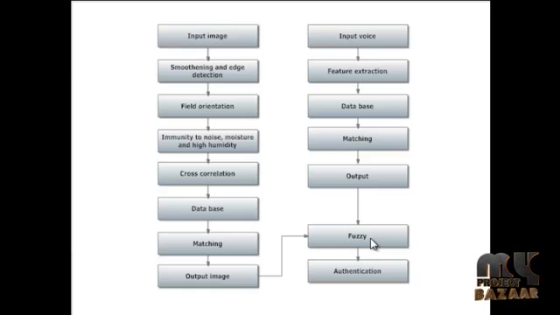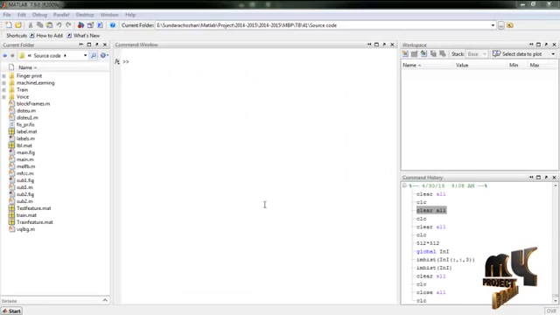Both outputs will be given to the fuzzy logic controller, and the fuzzy logic will compare the accuracy of both the authenticated and not authenticated levels, and it will give the final result whether our given input person is authenticated or not authenticated. Now we see the demo of our process.